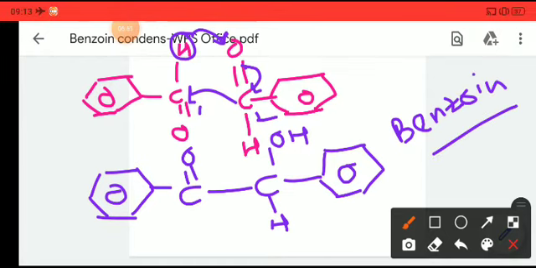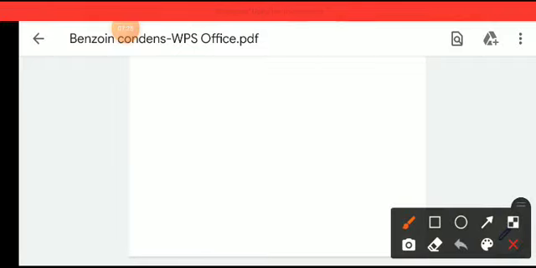Okay, so this is the trick by which you can easily form the product of the benzoin condensation. Let me go over it another time. I emphasize, please take note from this reaction, because this type of trick you will not get in any book or any videos on YouTube, I think, because I have made it for myself only. So please take some notes from this, and let me go over it another time.